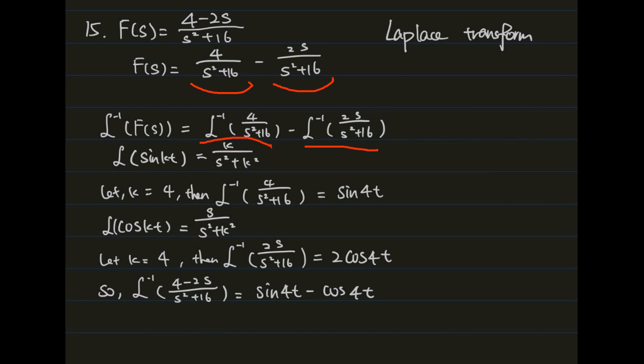And by the Laplace transform of cosine kt, we will have s over s squared plus k squared. Then let k equal to 4. We have the inverse of the Laplace transform of 2s over s squared plus 16 equals 2 cosine 4t. So the inverse of F of s is equal to sine 4t minus 2 cosine 4t.